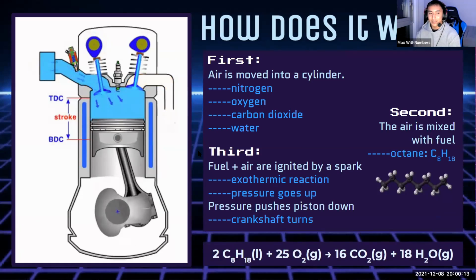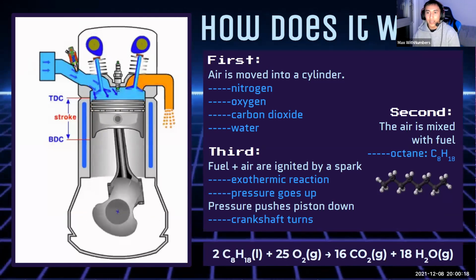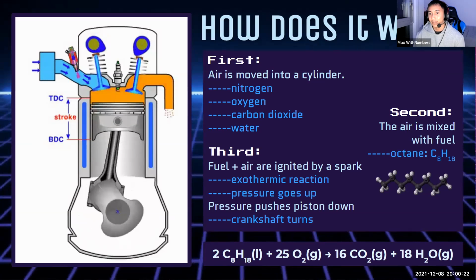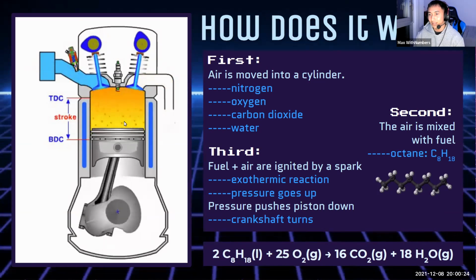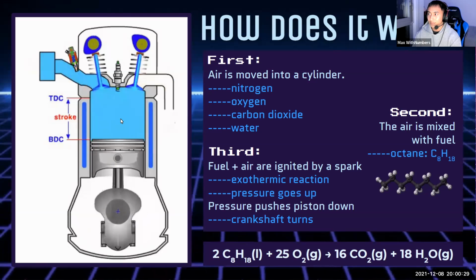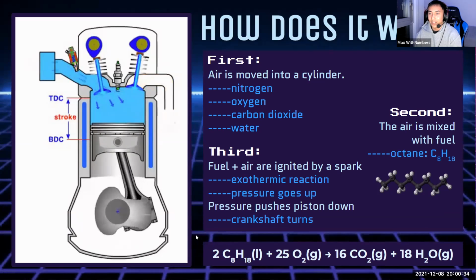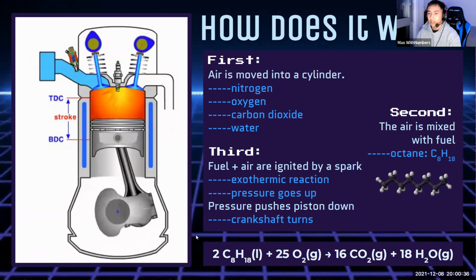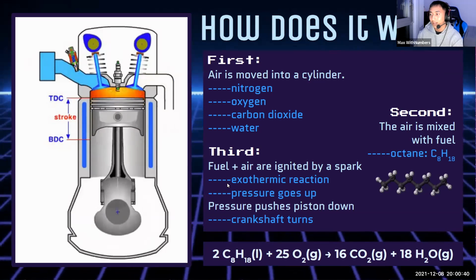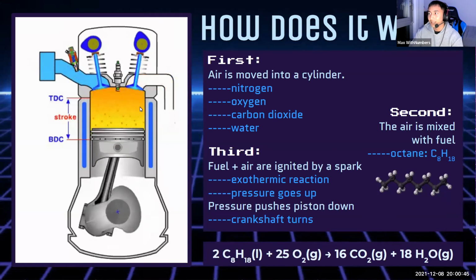So how does a combustion engine work? Well, air from outside is moved into a piston, pretty much a cylinder inside the engine, where it's mixed with fuel. And that fuel air mixture is then ignited with a spark to trigger a chemical reaction that creates carbon dioxide, water, and a lot of heat. It's essentially like a tiny explosion.